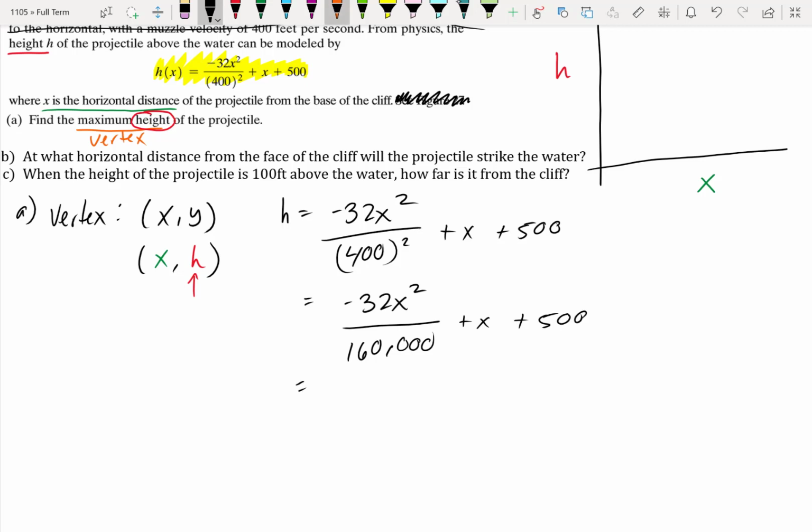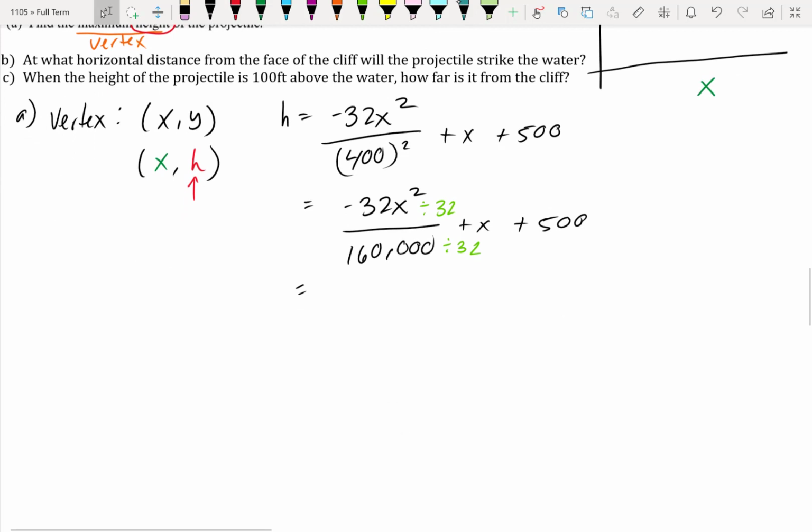We can simplify this fraction by dividing by 32. They have 32 in common. And when we do, what we're left with is negative x squared over 5,000 plus x plus 500. Now trust me, that is a lot easier to work with than 160,000. So always try and simplify as much as you can before you plug stuff into formulas.